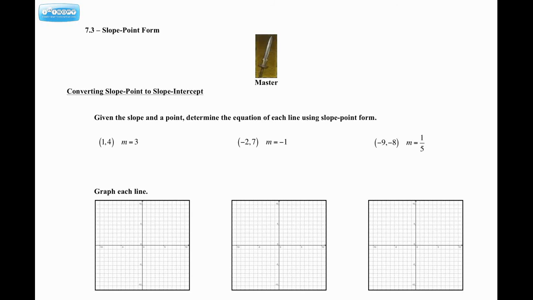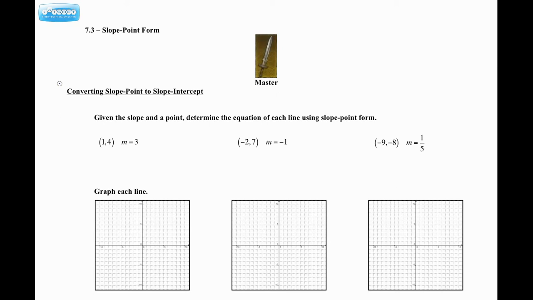All right, Chapter 7, Section 3, master level for slope point form. So now we're going to convert slope point form to slope-intercept form. So first off, given the slope and a point, determine the equation of each line using slope point form. In each of these examples, I've actually given you the slope of the line, and I've just given you one point. Okay, and that is actually all we need.